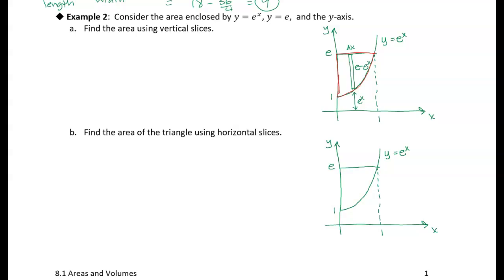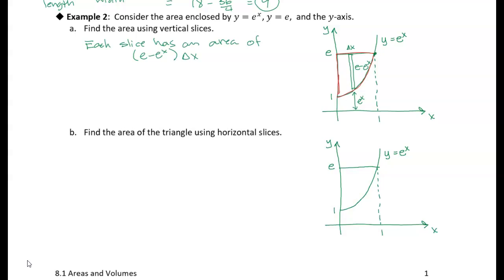Let's look at each slice. Each slice has an area of, they're basically just little rectangles, right? So it's just the height, which is e minus e to the x, times delta x. So now we just need to add up all those little slices.